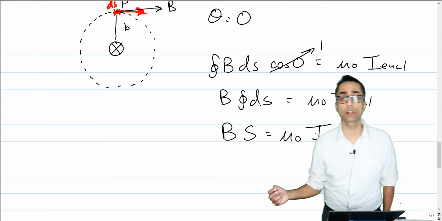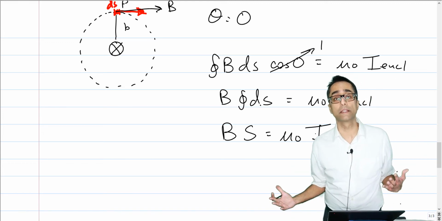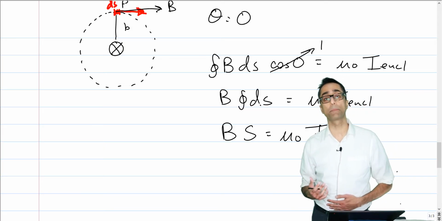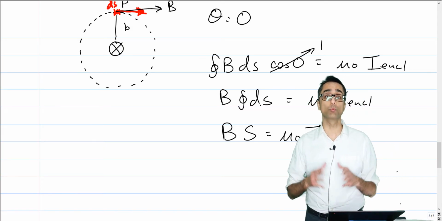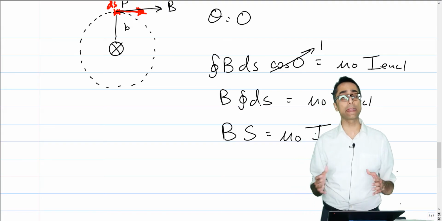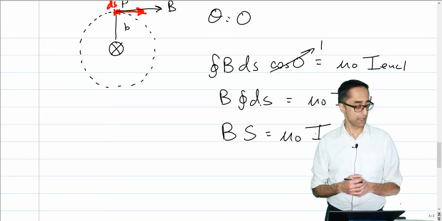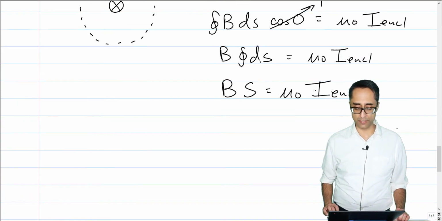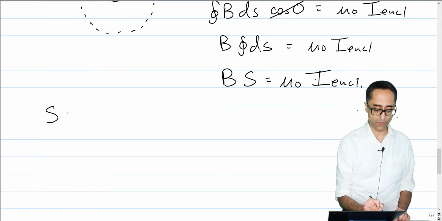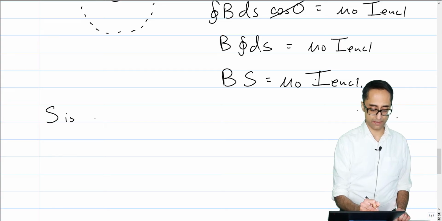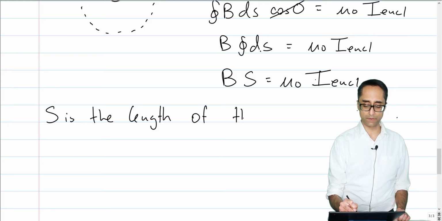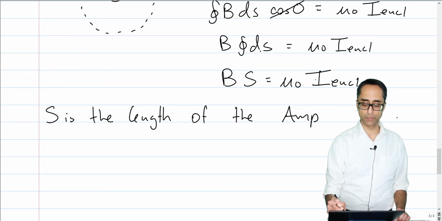And how much current is enclosed in this case? All of it. You can come up with problems where not all of the current is enclosed. For example, if you were trying to find the magnetic field within a wire, you can actually use Ampere's law to do that, but that's a more complicated problem that we will deal with another time. So S is the length of the Amperian loop.